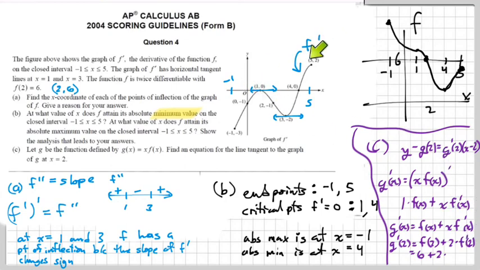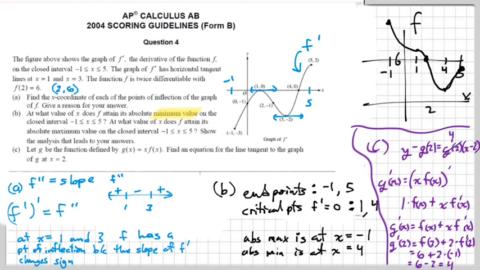Let's see. Here's my f prime. Where's 2? Oh, it's right there. They gave it to us. It's a -1. So I have a -1 right here. So I have 6 minus 2, which equals 4. So I could plug in a 4 right here.